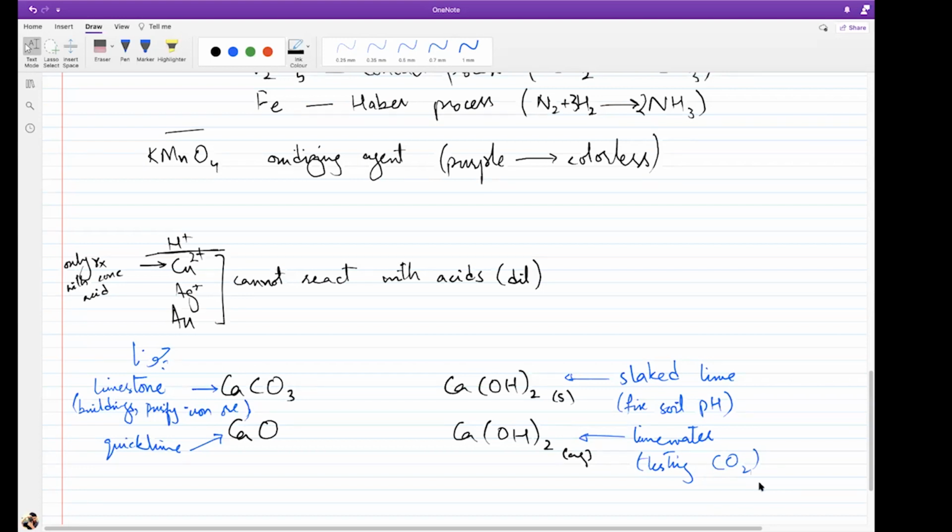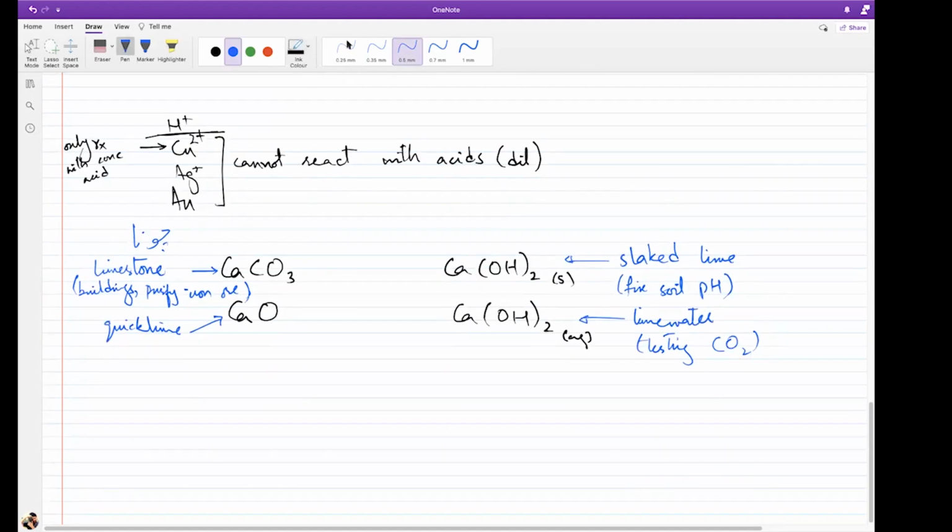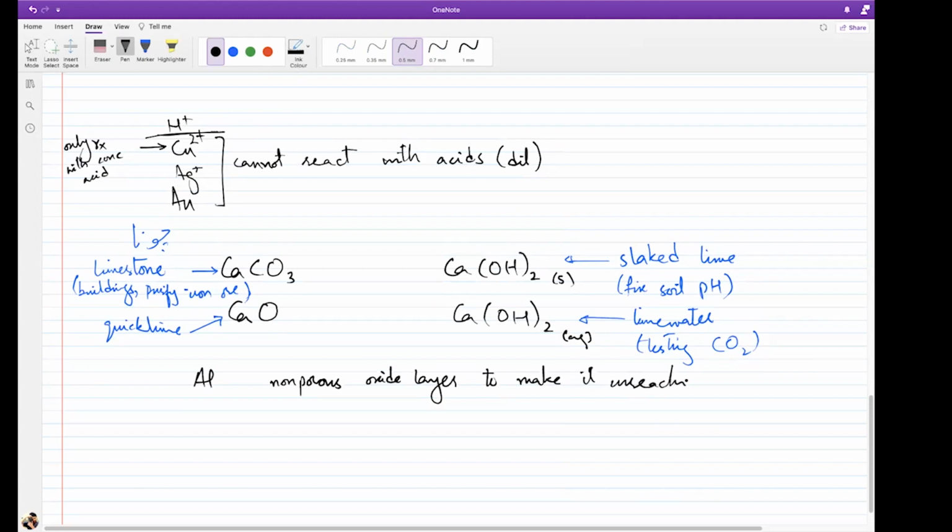So about aluminium, what do you need to remember? About aluminium, you need to remember that aluminium has a non-porous oxide layer that makes it unreactive. You also have to remember that it has low density, and because of that is used in aircraft parts. And the third thing you have to remember is that this reduces nitrate ion.